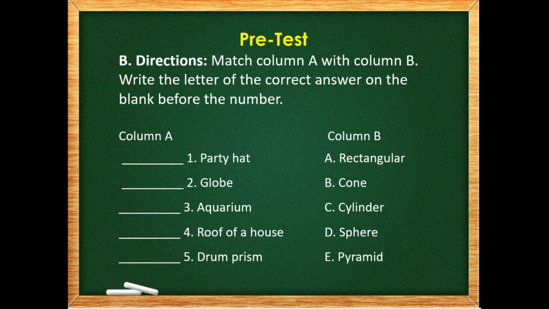For number 1, party hat. Party hat corresponds to letter B, cone. Number 2, globe. Globe corresponds to letter D, sphere. Number 3, aquarium. Aquarium corresponds to letter A, rectangular prism. Number 4, roof of a house, corresponds to letter E, pyramid. And number 5, drum, which corresponds to letter C, cylinder.